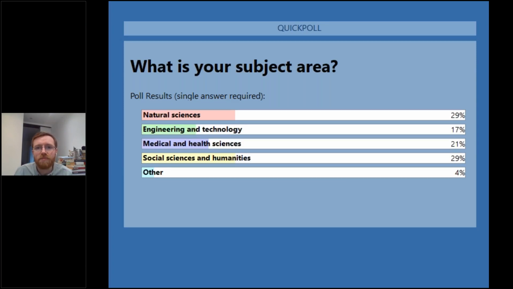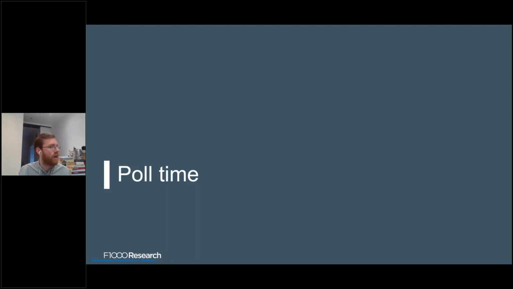Okay, so we've got quite a mix, mostly natural science focused, but also people from engineering and technology, and also quite a few social sciences and humanities people. Good to have that blend there, really, and it's interesting to think about, and we might get into this in the Q&A when I've done the overall talk, the different approaches or considerations we might have to take for different areas. So thank you very much. So moving on then.